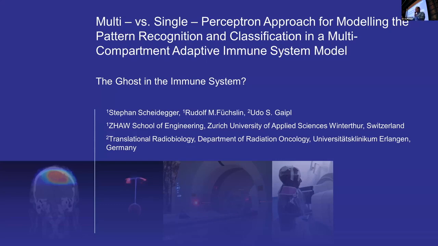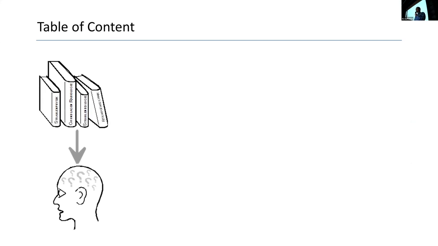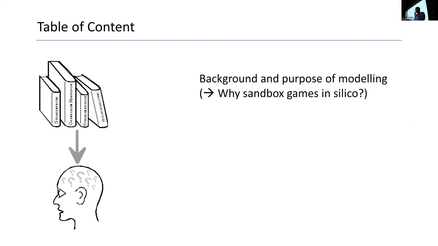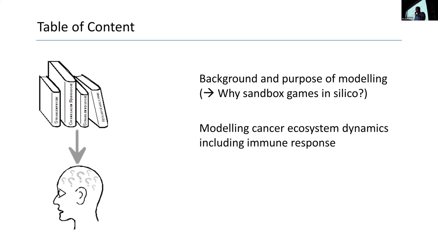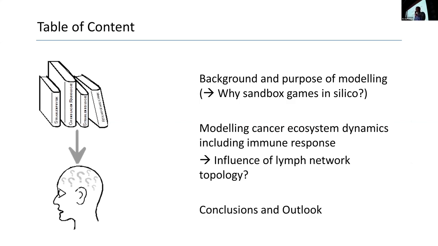We started to think about the ghost in the immune system, and I will explain why. So first, I will come to the background and the purpose of the modeling. This is somehow referring to the question why these type of sandbox games in silico are useful. Then we'll come to the model and to some results with a specific focus on the lymph network topology, ending up with some conclusions.